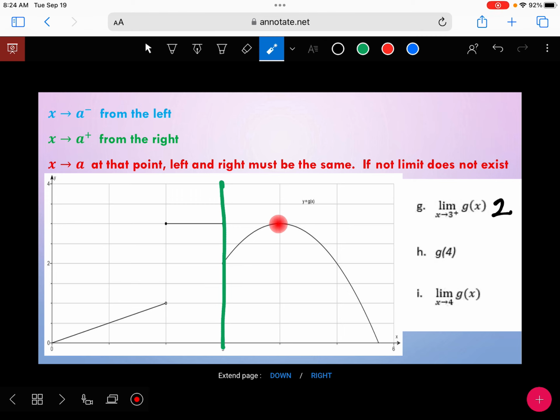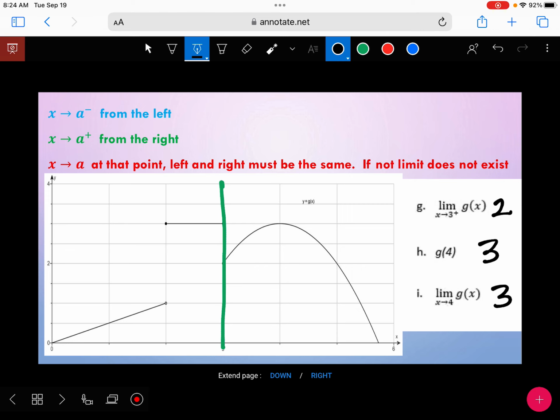What is the y value where my laser is? What's the y value of this point? 3. So that's the answer to h. But it's also the answer to I. I is 3 and h is 3.